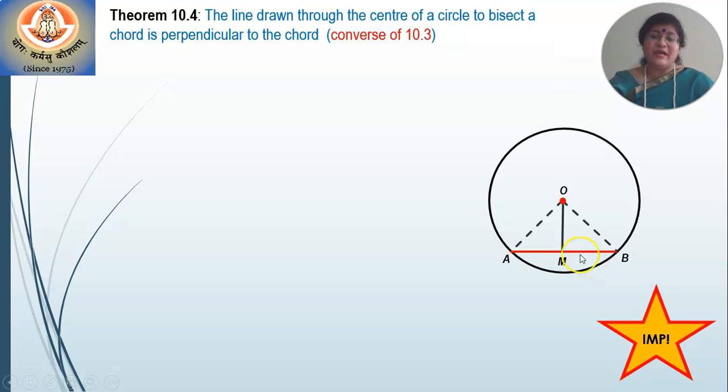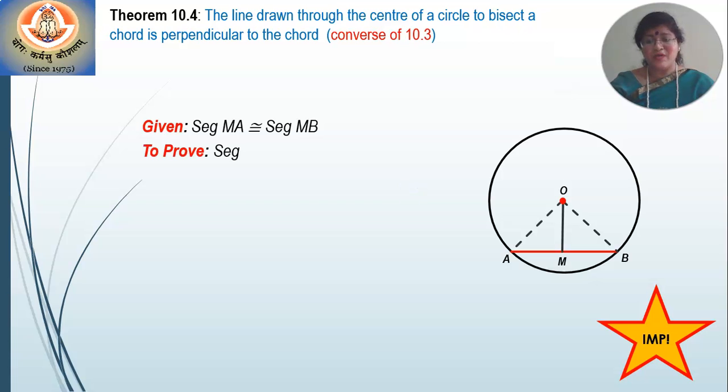I've not shown it out here, but you can draw one line out here showing that AM is equal to BM. Now, what is given? So it is given that segment MA is congruent to segment MB, and what you need to prove is that OM is perpendicular to this chord AB. So let us prove it.